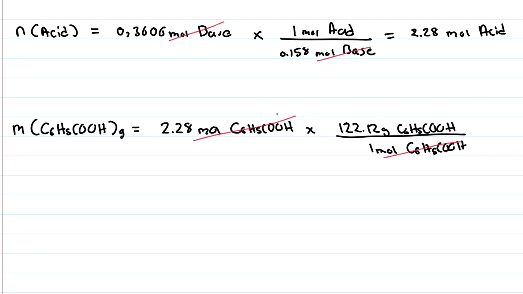That divides into that, and then now we have the number of moles multiplied by 122.12, and that gives us the mass of 278.7 grams of the acid. And that's your final answer.